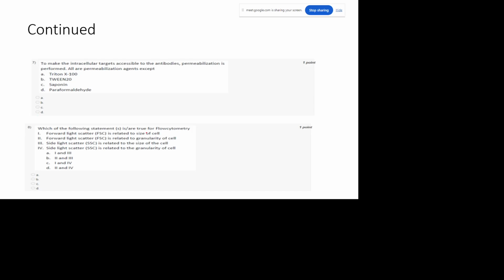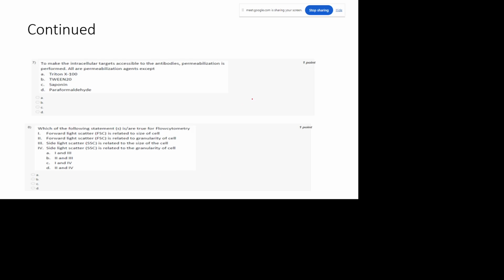Which one of the following statements is true for flow cytometry? Forward light scatter is related to the size of the cell. Forward light scatter is related to the granularity of the cell. Side scatter is related to the size of the cell. Side scatter is related to the granularity of the cell. So forward light scatter, FSC, is always related to the size of the cell, right?